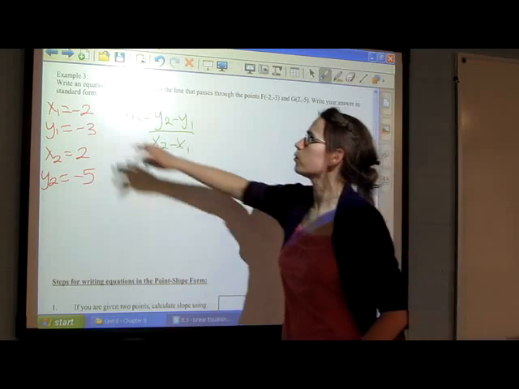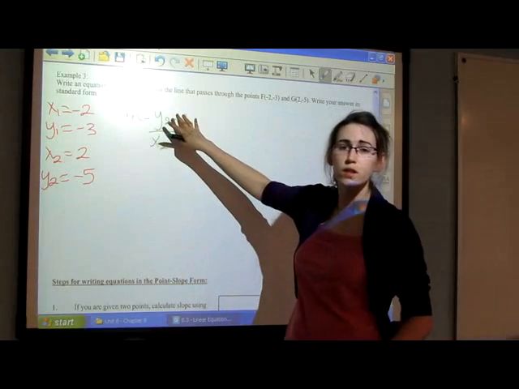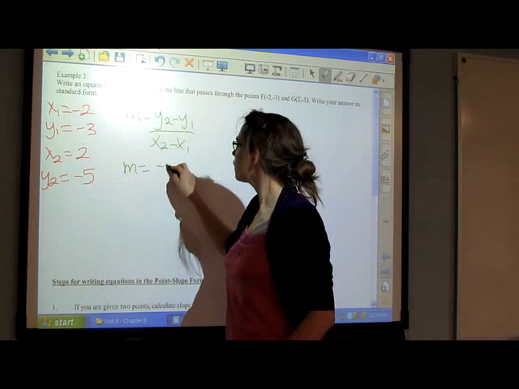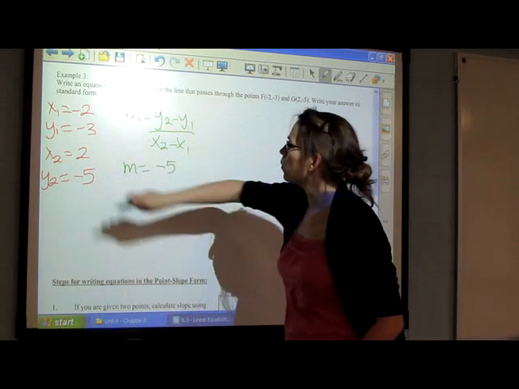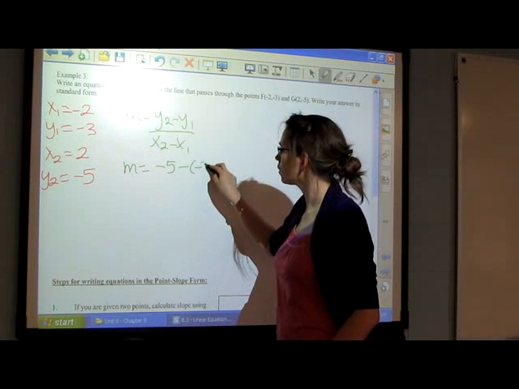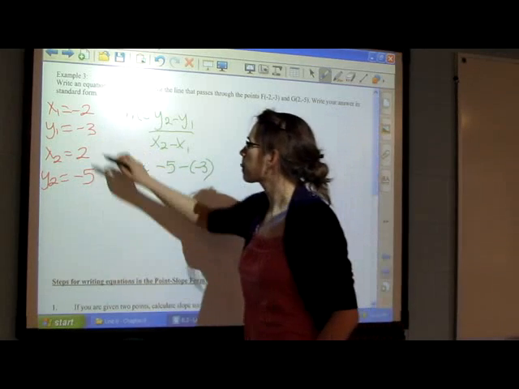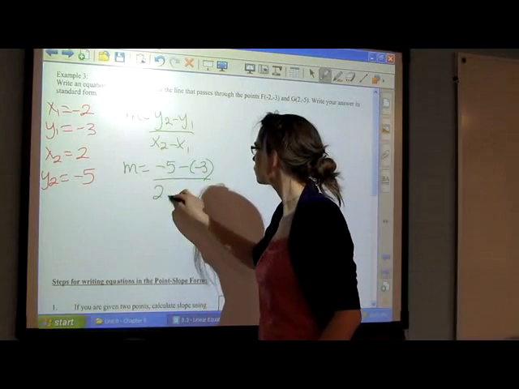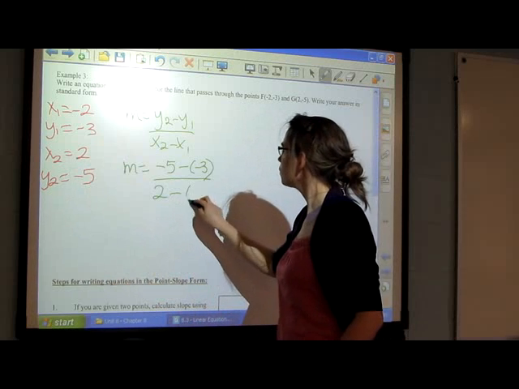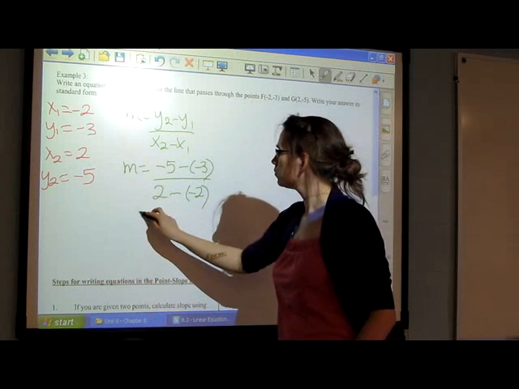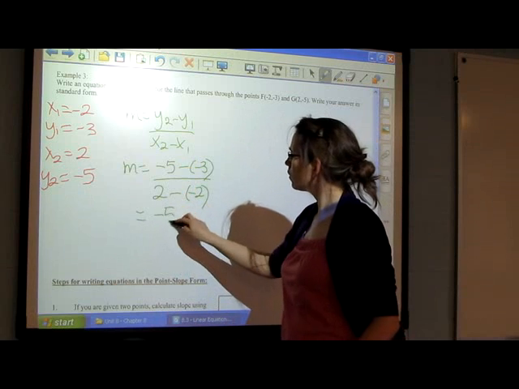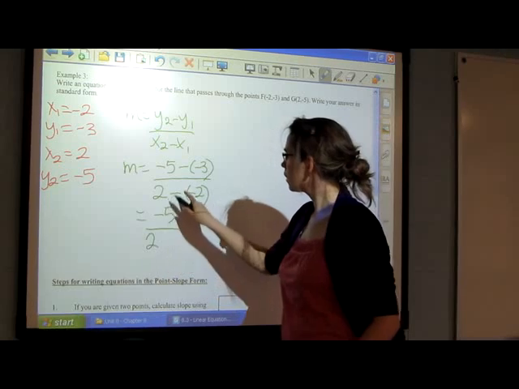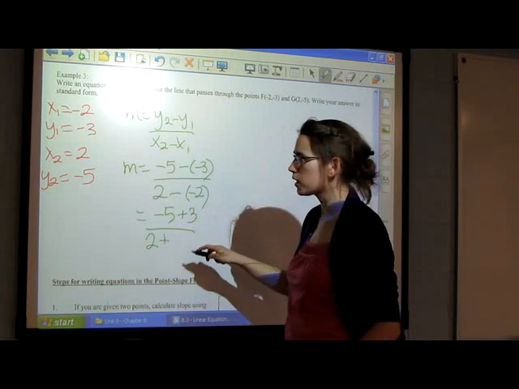Let's plug those points in. If we have ourselves 2 points, we can quickly figure out what that slope is. So m is, y2 is -5, y1 is -3, so I'm subtracting -3. x2 is 2. x1 is -2, so minus -2 here. -5, subtracting a negative gives me a plus. 2, subtracting a negative gives me a plus.